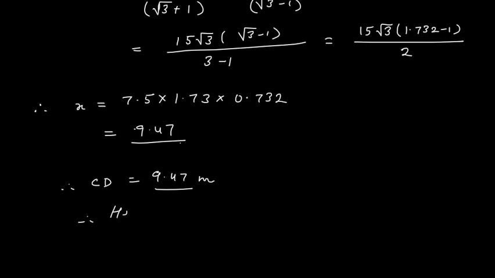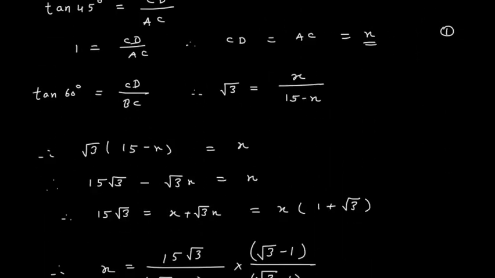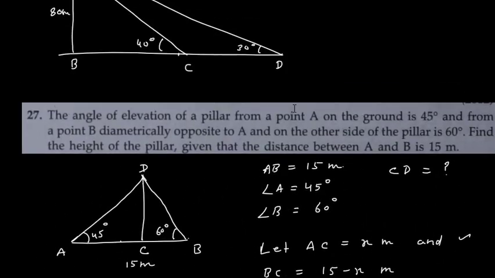So therefore we will say that the height of the pole, or height of the pillar in question, the height of the pillar is 9.47 meters. I get this much height of the pillar. Okay, right? Okay, so let us stop here.